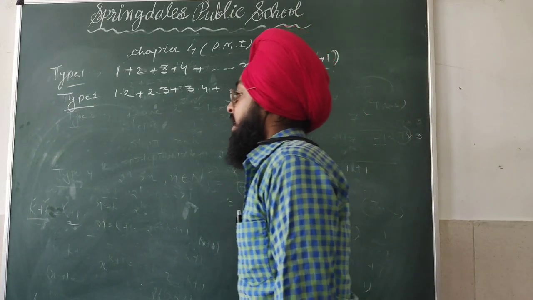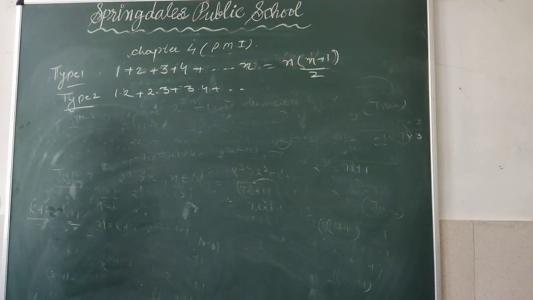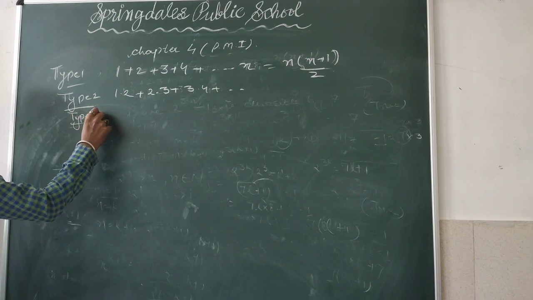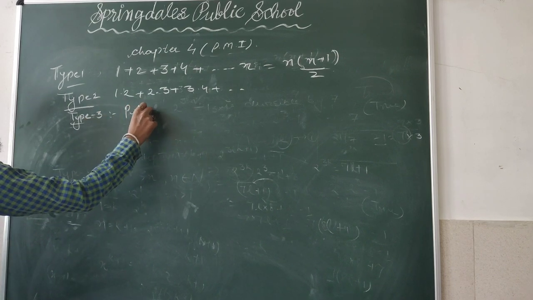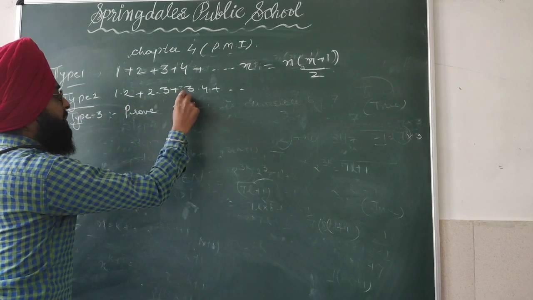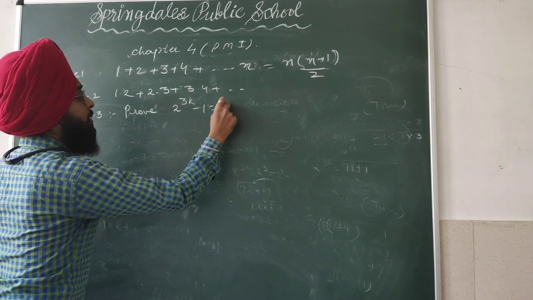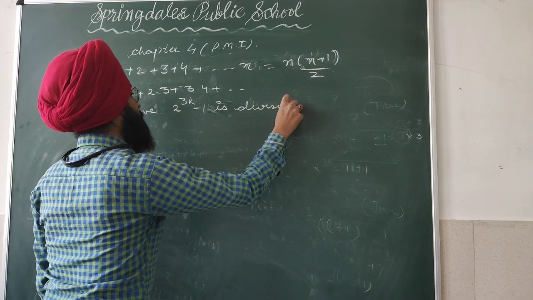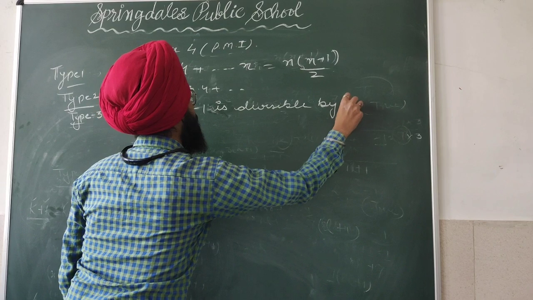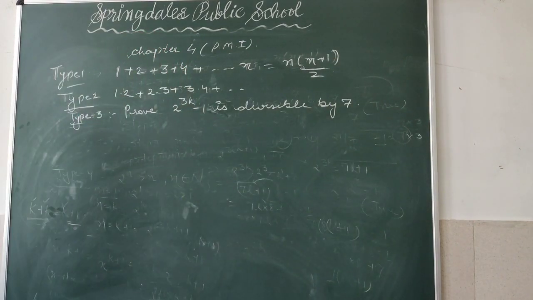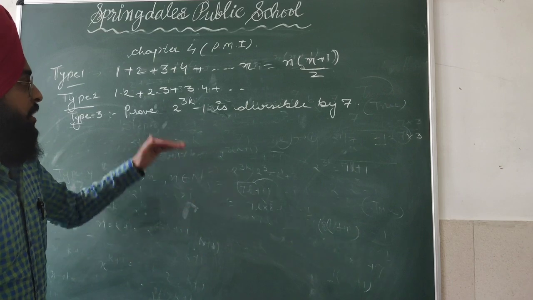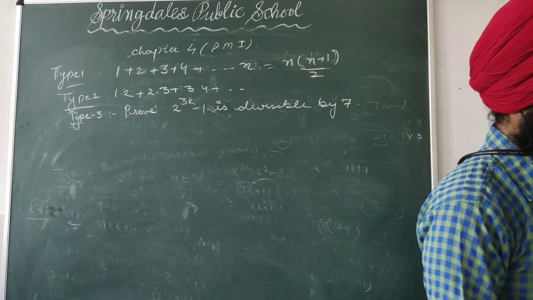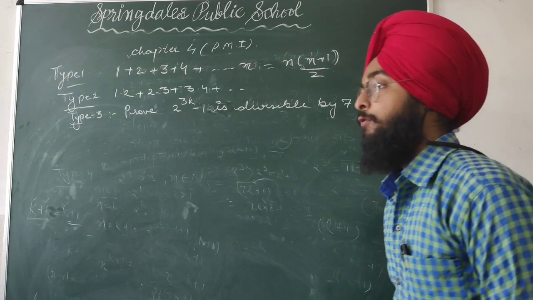Now, in this lecture, we have to discuss the third type of this chapter, that is type 3. In this type, how will your questions come? You have to prove that this term is divisible by 7. In this case, you don't have any equation like these two types. Here you have 2 raised to power 3k minus 1 is divisible by 7. Same algorithm, you have to follow the steps.